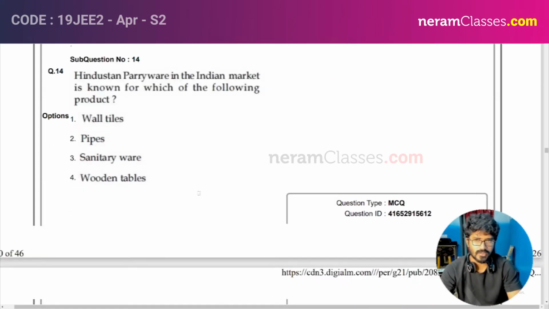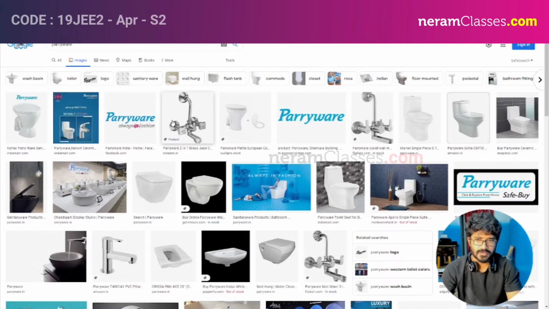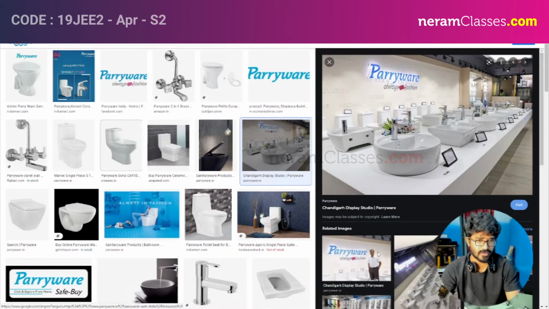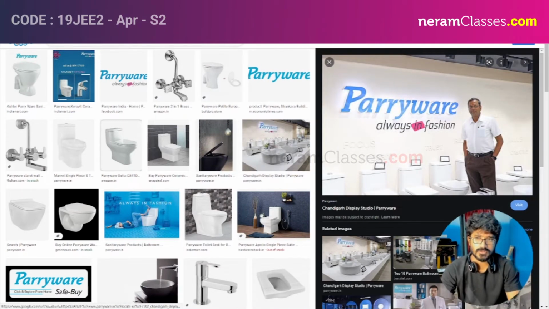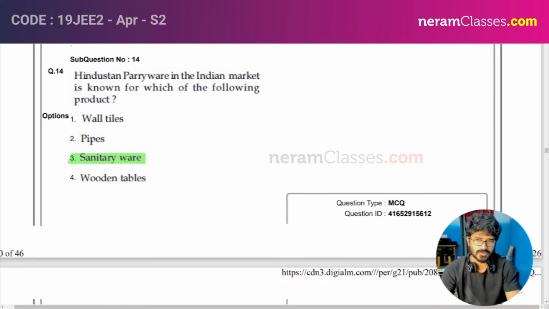Hindustan Pariware in the Indian market is known for which one of the following products? Wall tiles, pipes, sanitary ware and wooden tools. Some of you might have seen in your own house, in your bathroom, you will find all the sanitary equipment which are printed as Pariware. So Pariware is a sanitary ware company. Here are some of the images. This is the logo of the company. It's a manufacturer of all the sanitary equipment. Option 3 is the answer for this question.